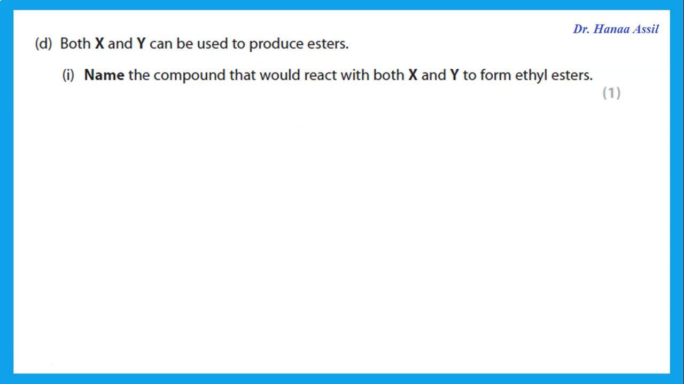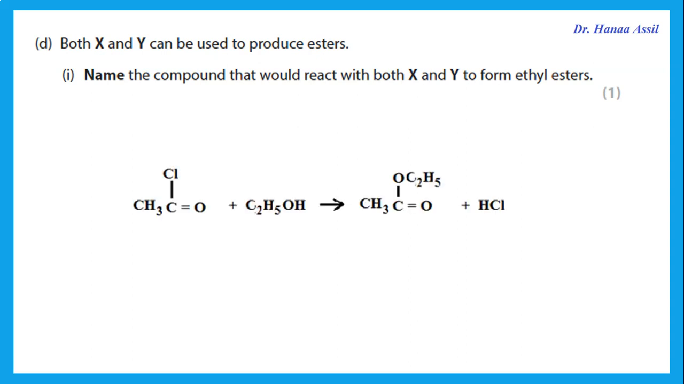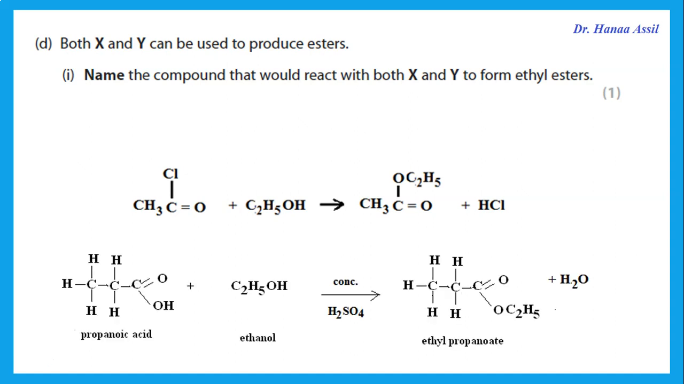Both X and Y can be used to produce esters. Name the compound that would react with both X and Y to form ethyl esters. I want to make an ethyl ester. So I need to react the acid with ethanol. So if I have the acyl chloride with ethanol, it gives me an ester. If I have the acid with ethanol, it gives an ester. So I need to react them with ethanol in order to have an ethyl something.